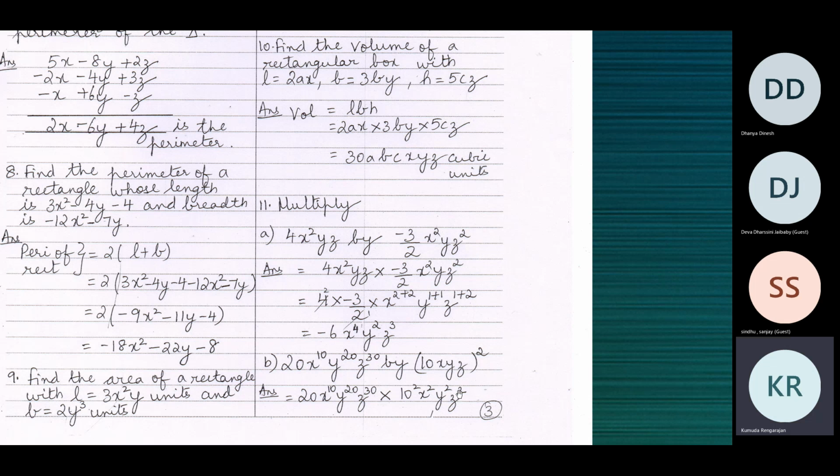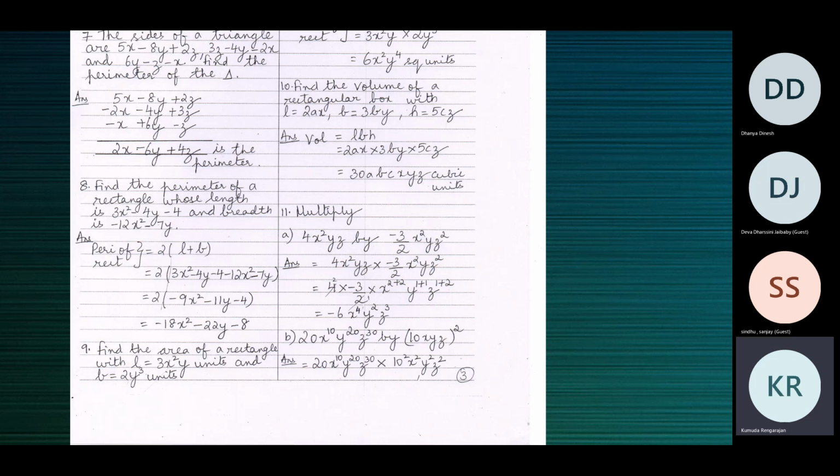All right. So now, what is 10 square? 100. 10 into 10 is 100. So it will be 20 into 100, which is 2000. X to the power 10 into x square is x to the power 12. Y to the power 20 into y square, y power 22. Z power 30 into z square, z to the power 32. That's the final answer.